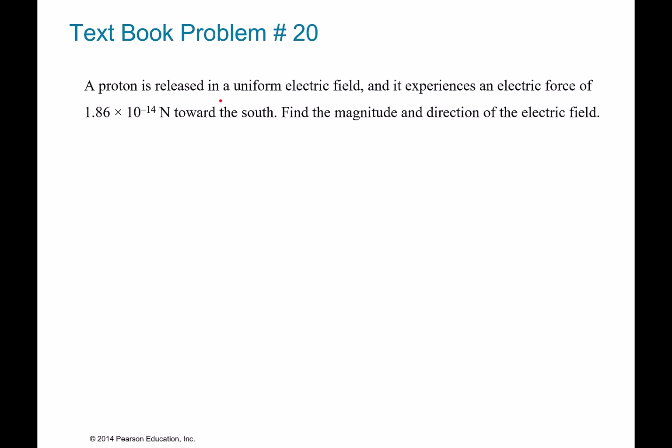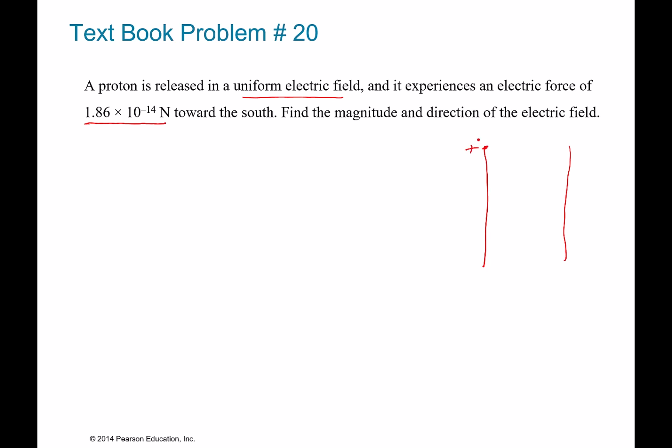A proton is released in a uniform electric field, and it experiences an electric force of 1.86 × 10^-14 newton towards the south. So if there is a uniform electric field, how are uniform electric fields created in a special way?